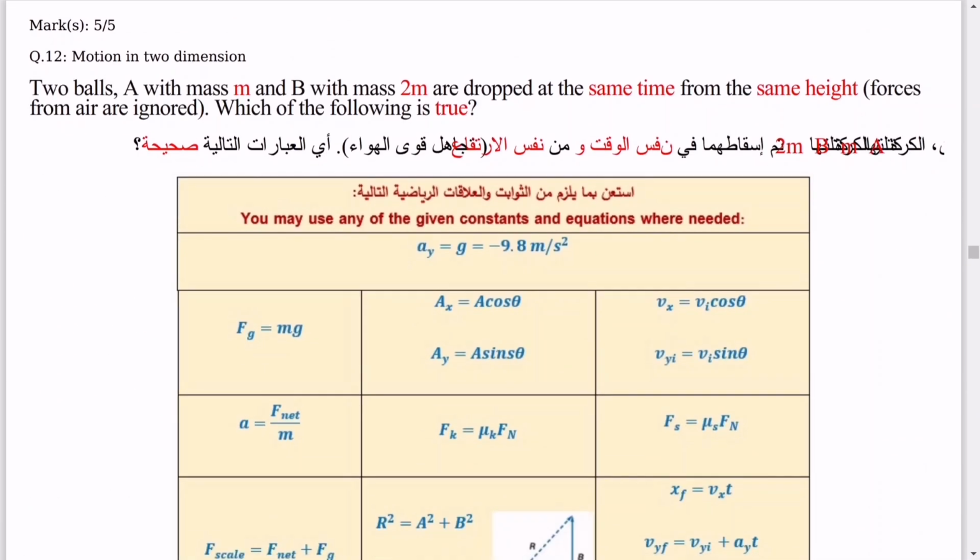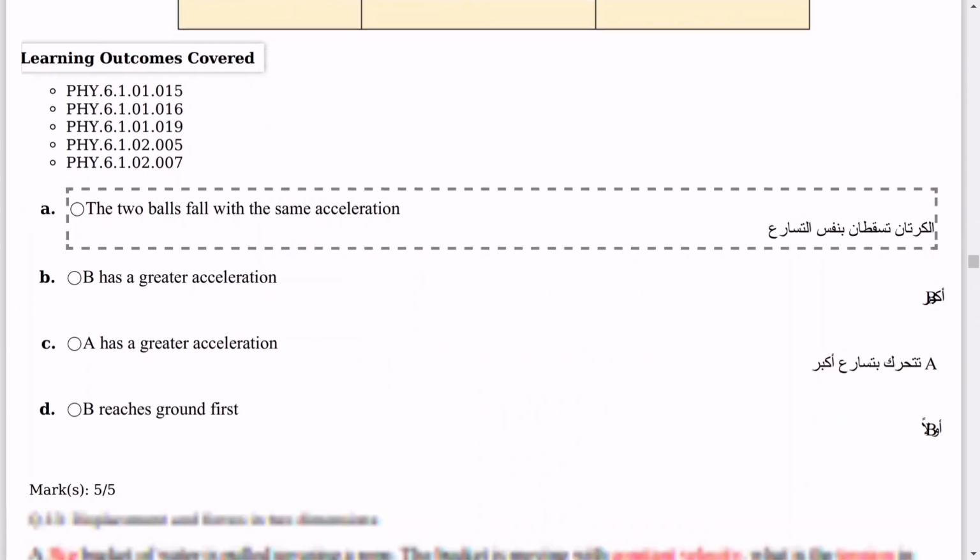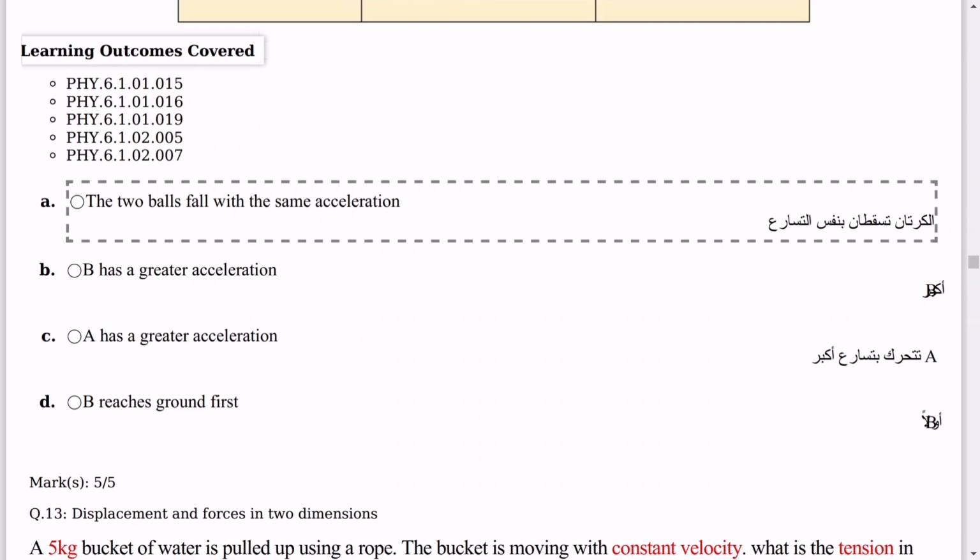Two balls, a with a mass m and b with a mass 2m, are dropped at the same time from the same height. Ignore the air resistance. Which of the following is true? If they are dropped from the same height at the same time, both will reach the ground at the same time. Why? Because the acceleration of a falling object does not depend on the mass of the object. So the two balls will fall with the same acceleration irrespective of their mass.